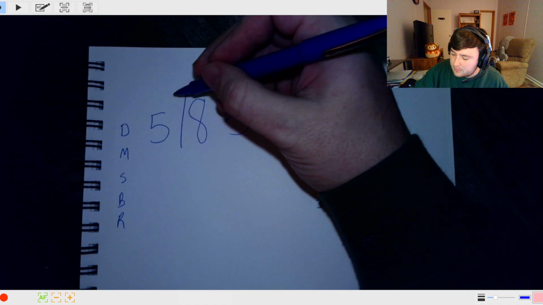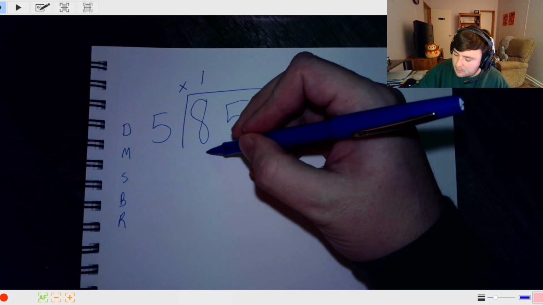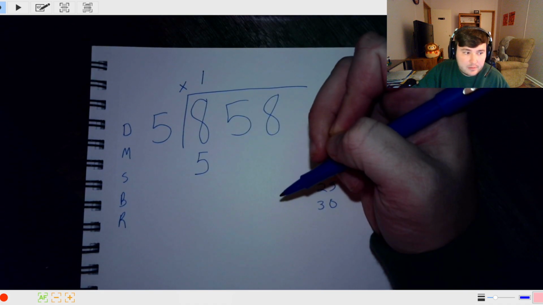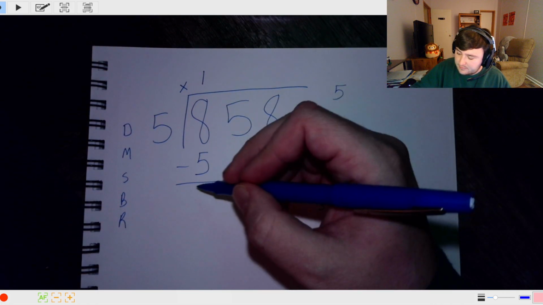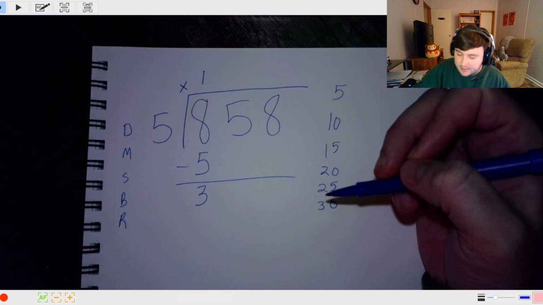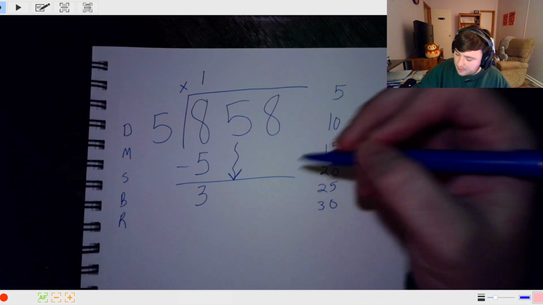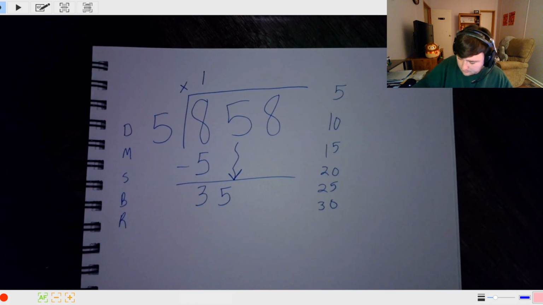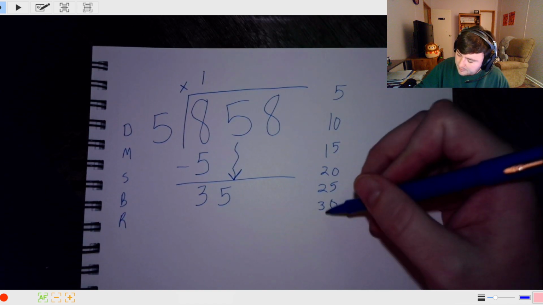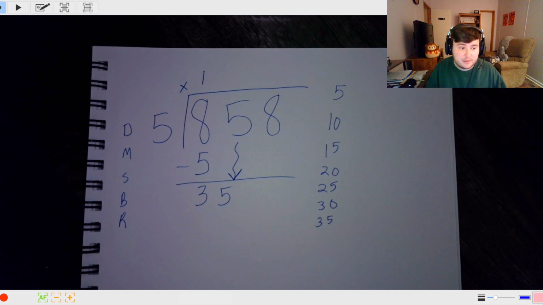The next rule is multiplication. So we multiply 5 times 1, which is 5. Next we subtract. Just do 8 minus 5. We get 3. The next step is we bring down the next digit, which is 5, and that makes it 35. Looks like I do need to increase my list. So 25, 30, 35. So we hit it perfectly. 35 is on the list.